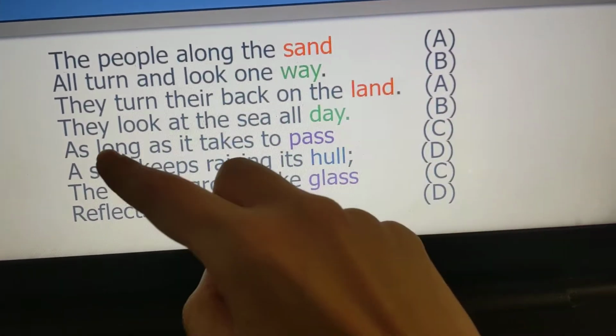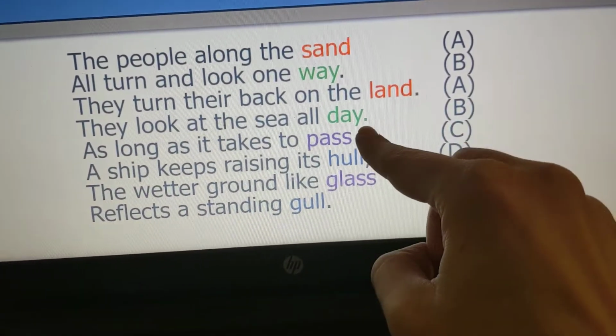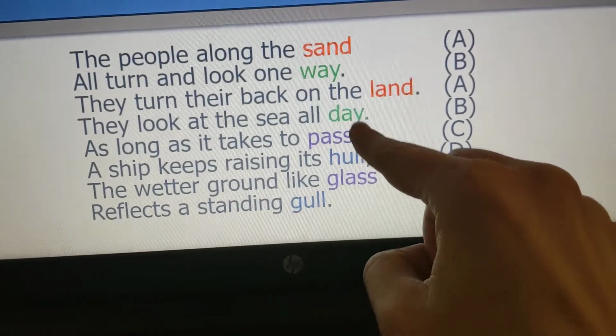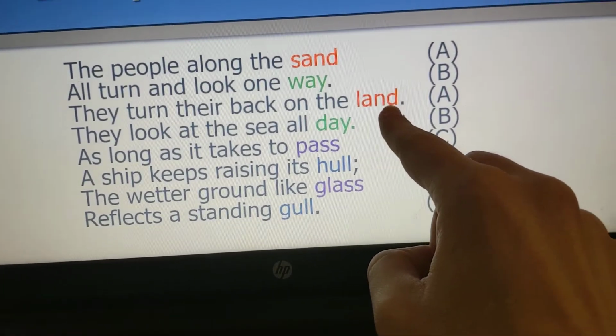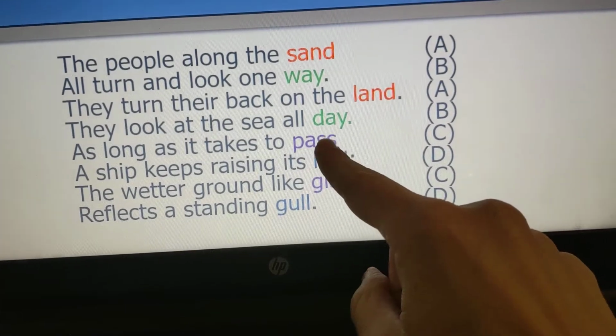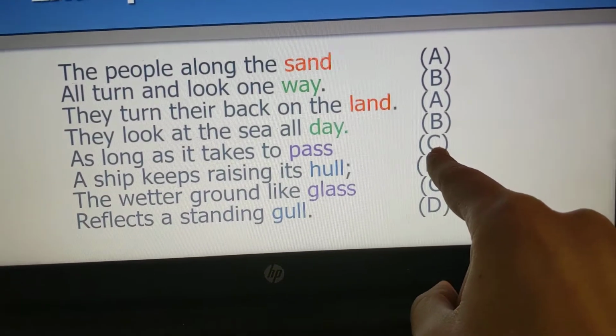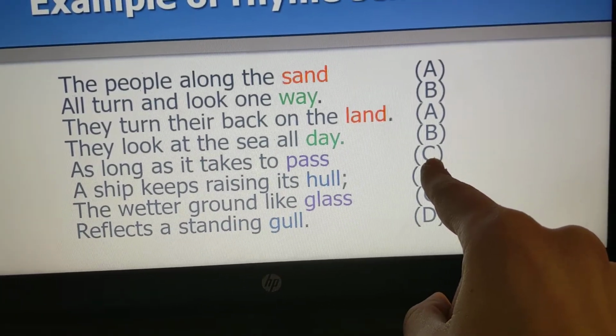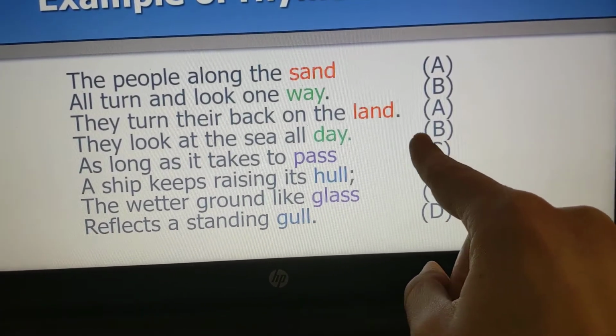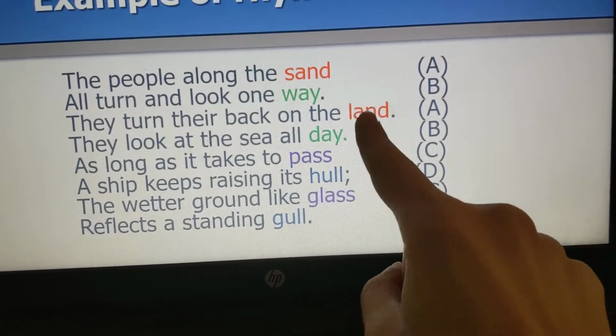Let's go to our fifth line. As long as it takes to pass. Okay, so does pass rhyme with day or land? Nope, it does not. So then we give this one a C because that's a new rhyme introduced in the poem. So we give that one a C because that doesn't rhyme with any of these.